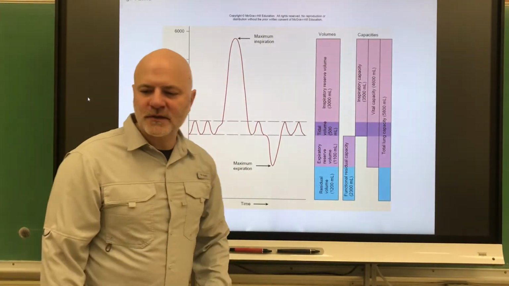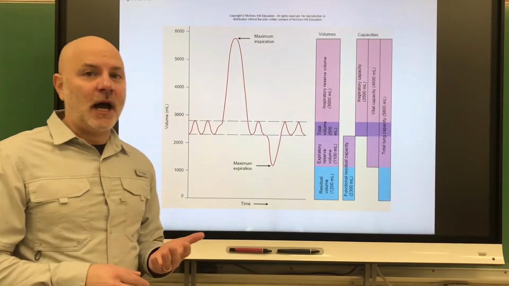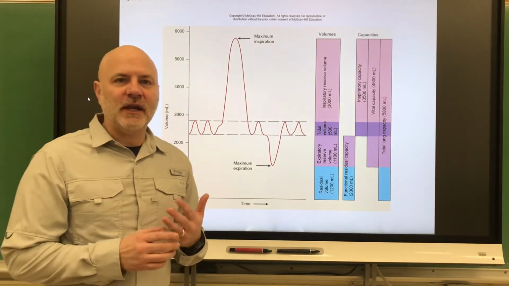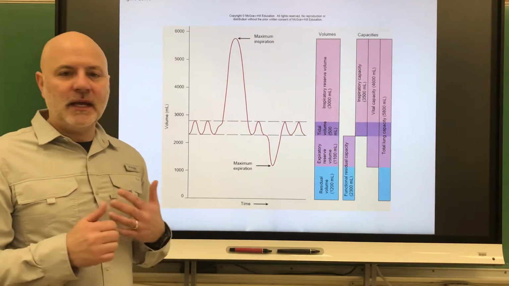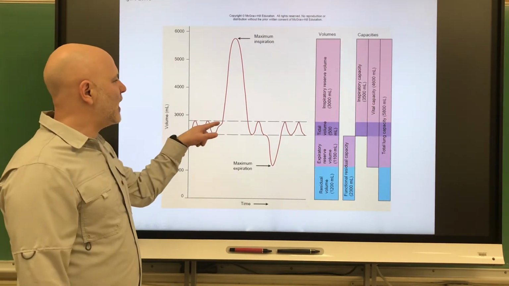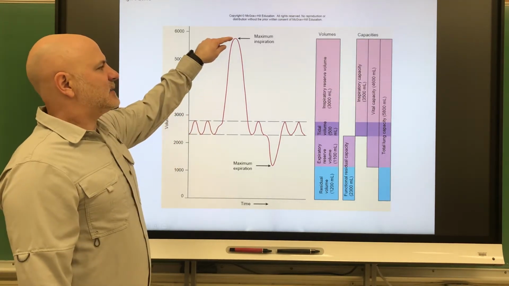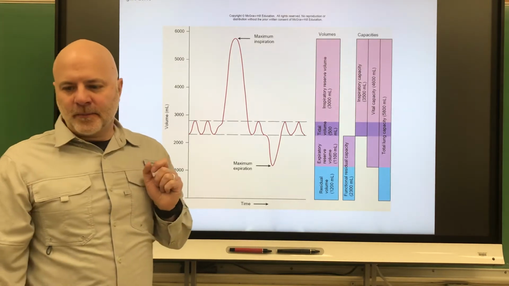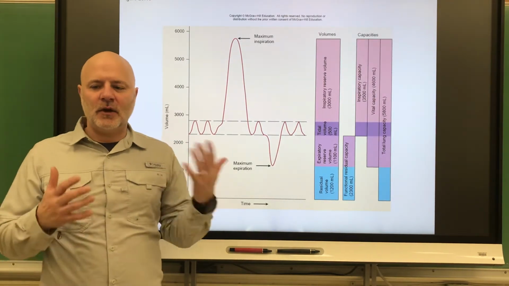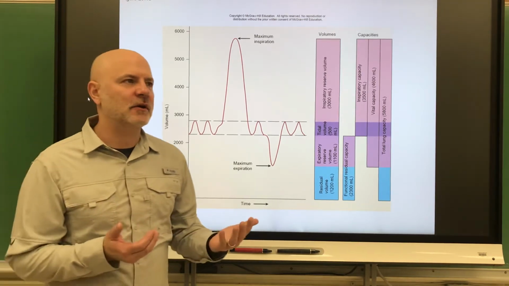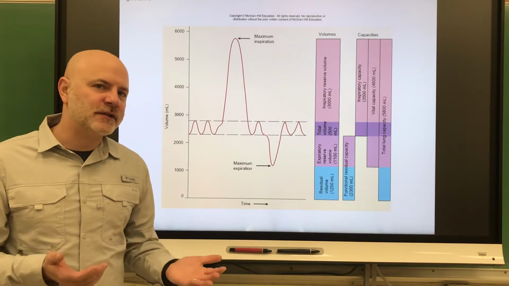Anyway, next is the inspiratory reserve volume, also known as the IRV. This is the amount of air that can be forcefully inhaled after a normal tidal volume inhalation. So we take in a normal breath, and then we take in as much air as we possibly can. That's the inspiratory reserve volume right there. This is about 3,000 milliliters, and I know most of you don't think in milliliters, so 3,000 milliliters is equivalent to 3 liters.